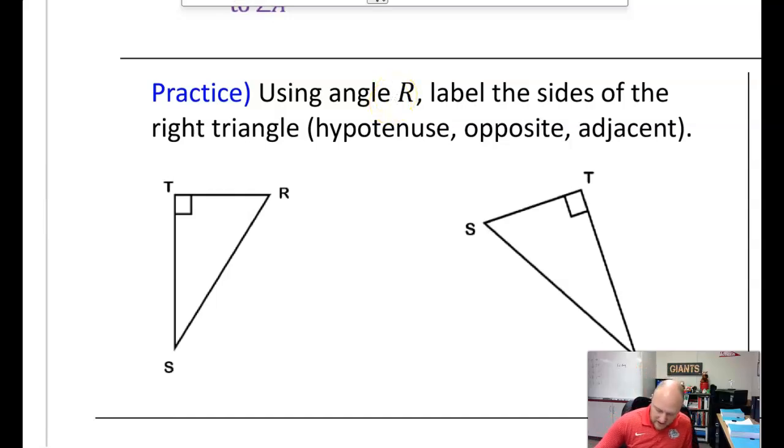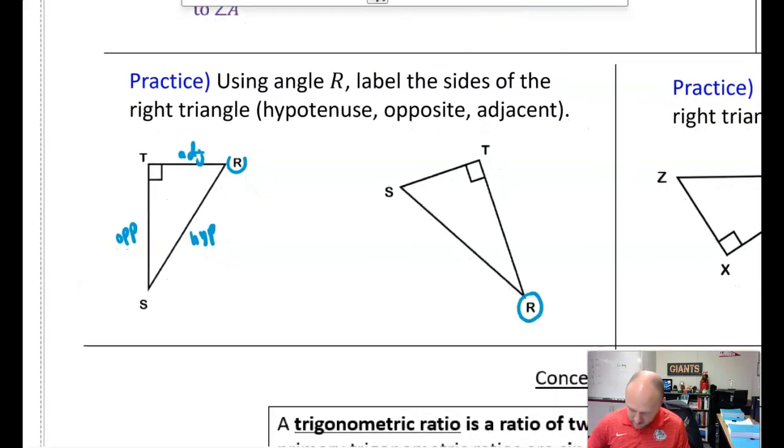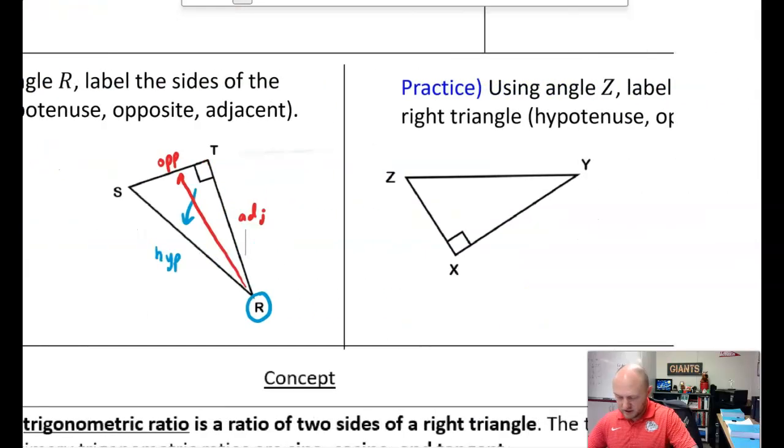Okay, hopefully you went ahead and labeled. If we're using angle R, here is R. SR is your hypotenuse. TS will be your opposite side, and then TR is your adjacent side. Okay, not too bad, so hopefully you got that. All right, let's look at the next one. Here is angle R. The side that is the hypotenuse is directly across from your right angle, and the side that is opposite R is going to be opposite, and the side that's next to it, that's not the hypotenuse, is adjacent. All right, hopefully you did good.